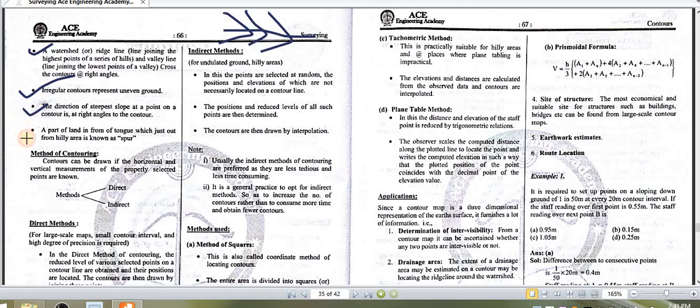After that, a part of land in the form of a tongue which juts out from the hill area is known as a spur. So if there is a part of land in the form of a tongue which juts out from the hilly area, then it is called a spur.